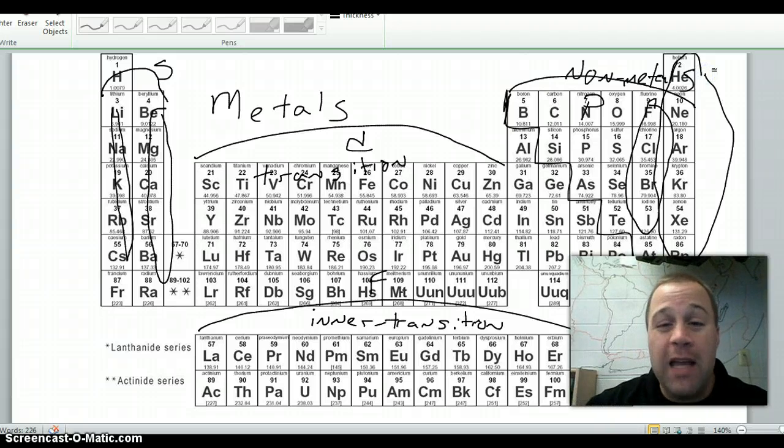So those are the big parts of the periodic table that I care about. As long as you can get the general idea of where those are on the periodic table, you're going to be okay as far as what you need to know with the structure of the periodic table.